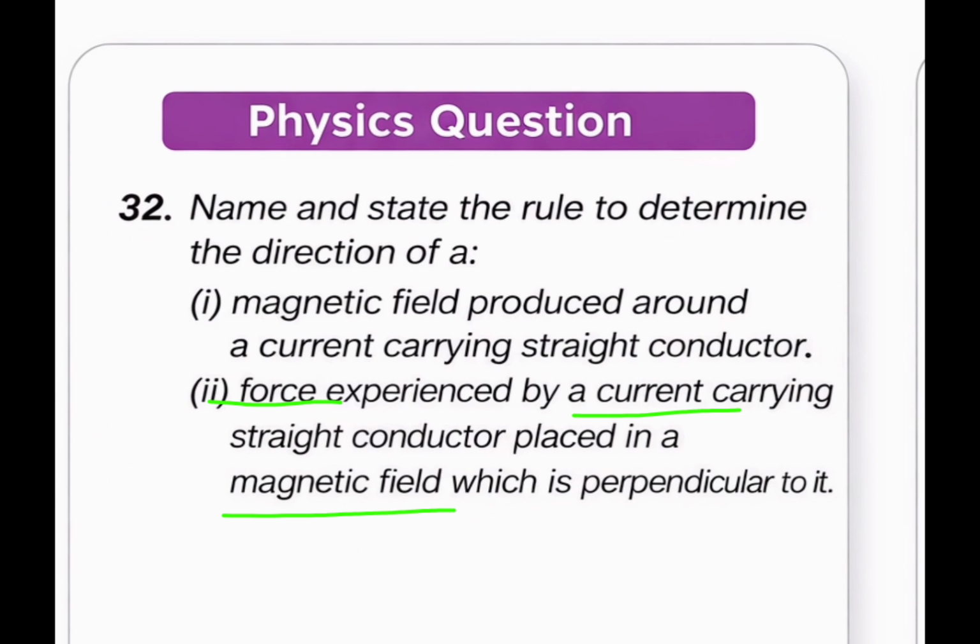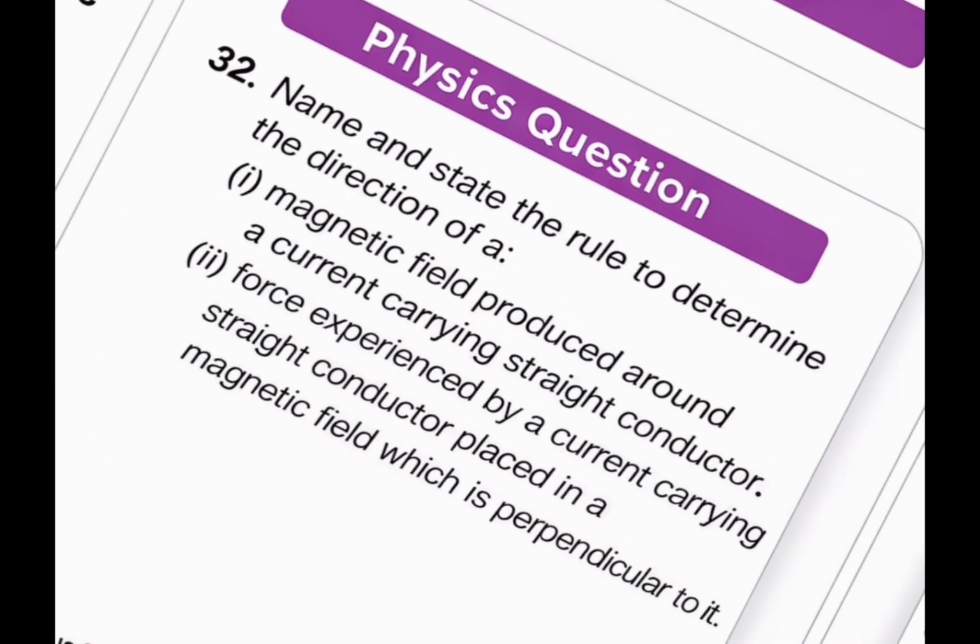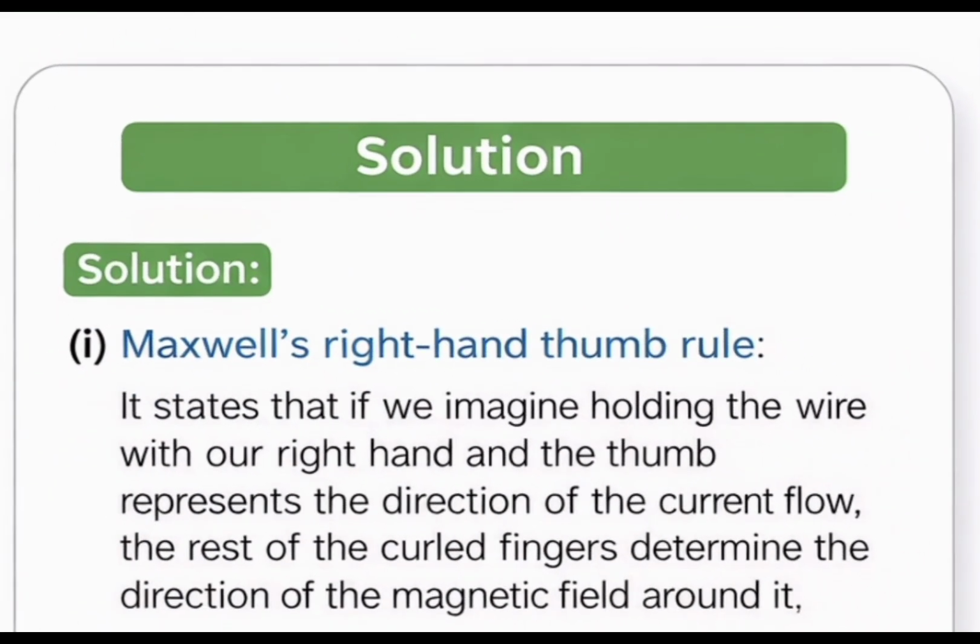In the first question, what have they given? The magnetic field produced around a current carrying straight conductor. To determine the direction of the magnetic field around a current carrying straight conductor, we use Maxwell's right-hand thumb rule. According to this rule, if we imagine holding a straight conductor in your right hand such that the thumb points in the direction of current, then the curling fingers give the direction of the magnetic field lines around the conductor.